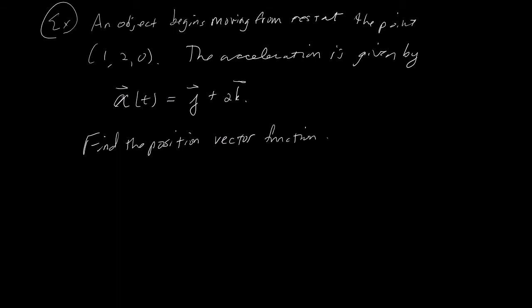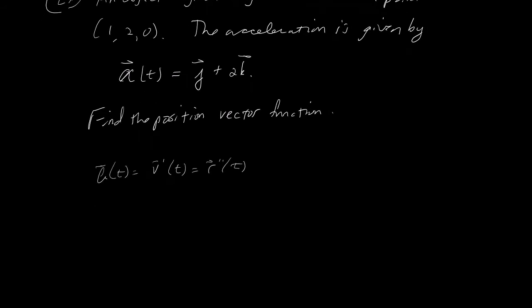The position vector function. Okay, so here's what we know. We know that the acceleration vector is equal to the derivative of the velocity vector, which is equal to the second derivative of the position vector. Okay, so we're going to work our way backwards towards this position vector. So the first thing we're going to do is find the velocity. So the velocity is going to be equal to the antiderivative of the derivative of the velocity, integrated with respect to t. Okay, so that's going to be the integral of a of t with respect to t.